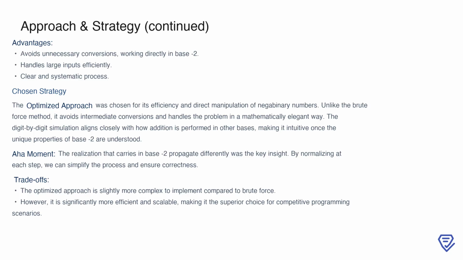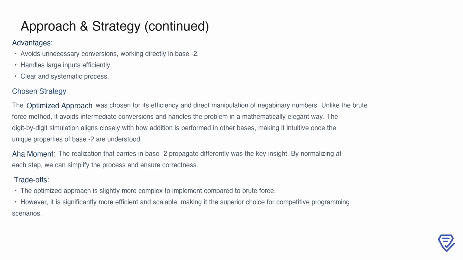The process is clear and systematic, breaking the problem down into manageable steps that align closely with how addition is performed in other bases. This strategy was chosen for its balance of efficiency and mathematical elegance. Unlike the brute force method, which relies on intermediate representations, the optimized approach directly addresses the problem at its core. One of the key realizations that makes this method work is understanding how carries propagate differently in base-2. By normalizing the result at each step, we can simplify the process and ensure correctness without extra intermediate steps.